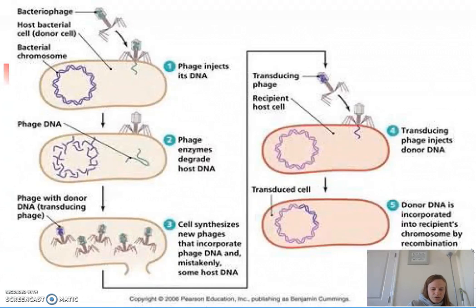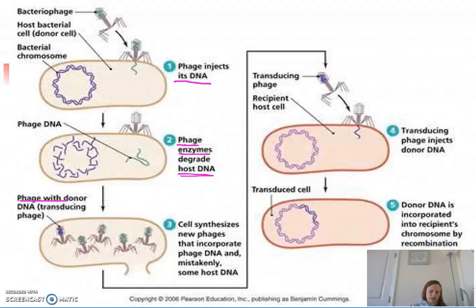So here we go. The first step in transduction is that the phage injects its DNA. And now what that phage DNA does, what that phage enzymes do, is degrade the host cell's DNA. In this case, our host cell is a bacteria cell. Then what happens is that host cell's DNA gets taken up or combines with the phage DNA. It gets incorporated into the capsid, actually, not necessarily the phage's DNA. But this is occurring inadvertently. The phage does not mean to carry with it the host's DNA.